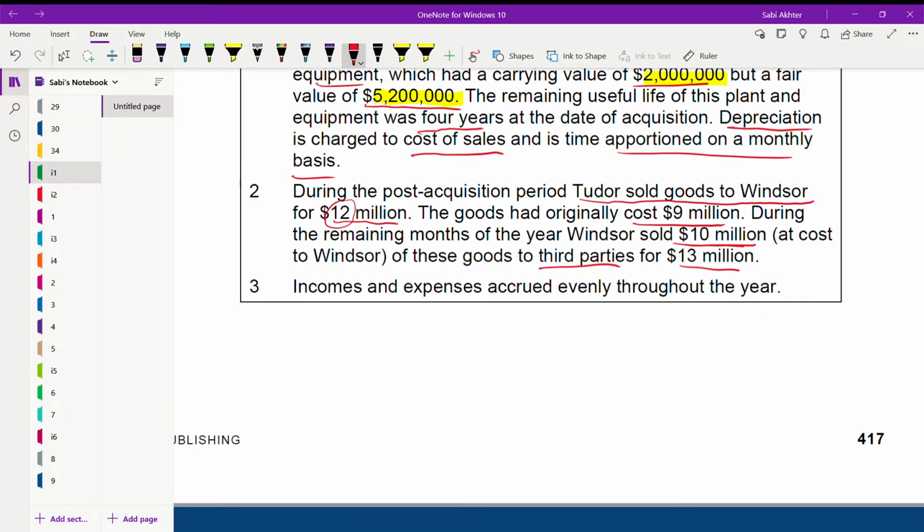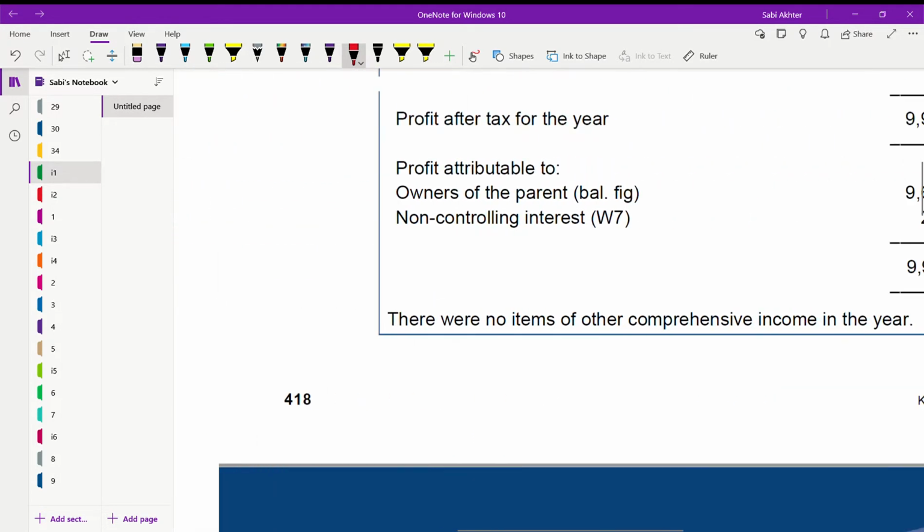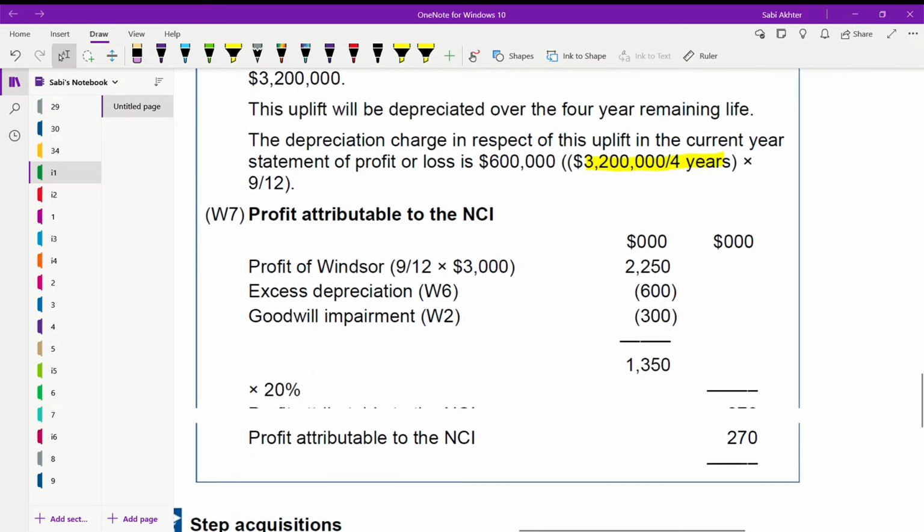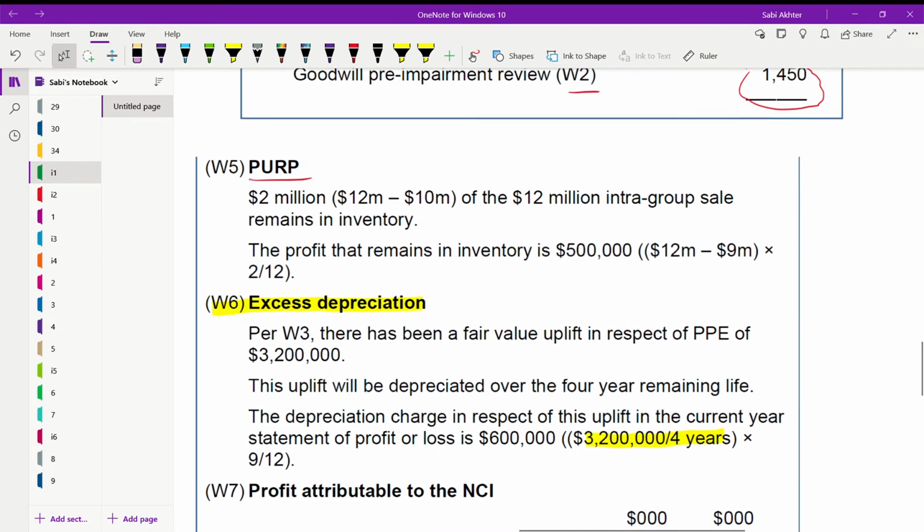And during the remaining months of the year, the investor sold 10 million at cost to a third party. Okay, so out of this 12 million, he sold 10 million to the third party. So how much is remaining in the inventory? 2 million. And he sold it for 13 million, so you have to find the profit. 2 million is remaining in the inventory.